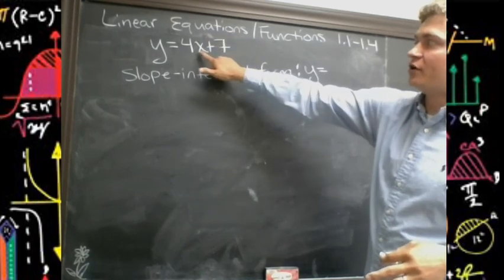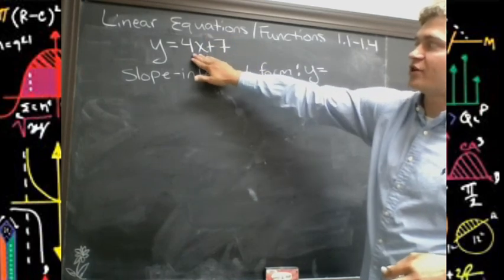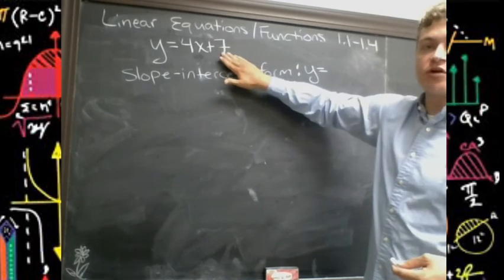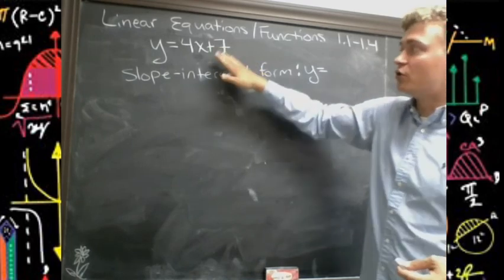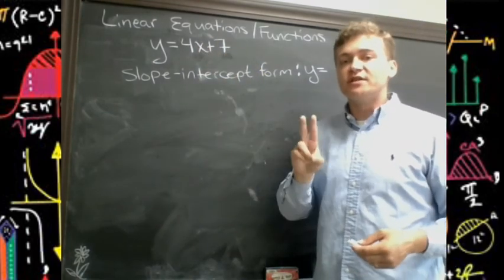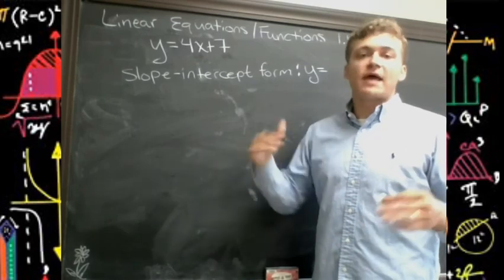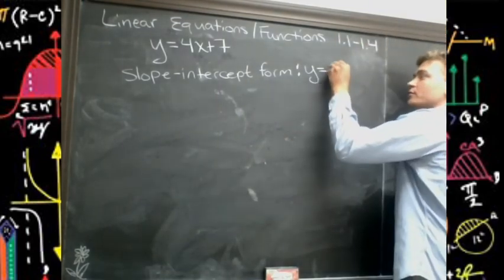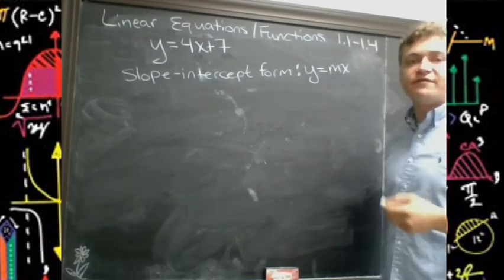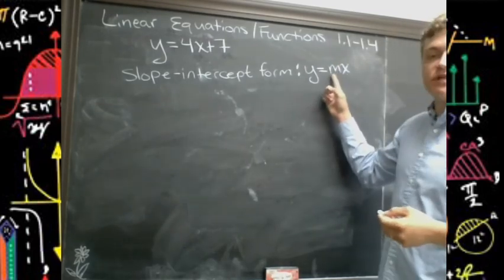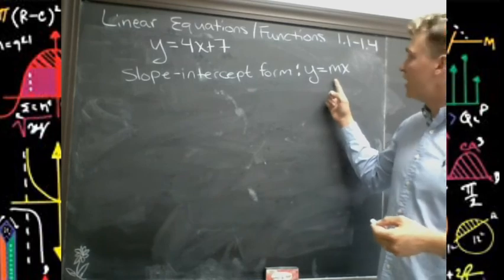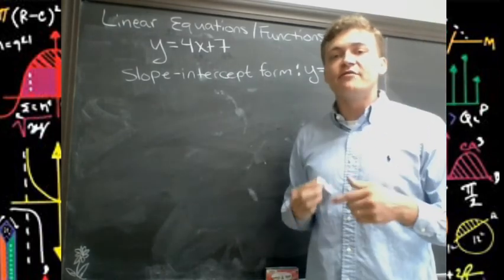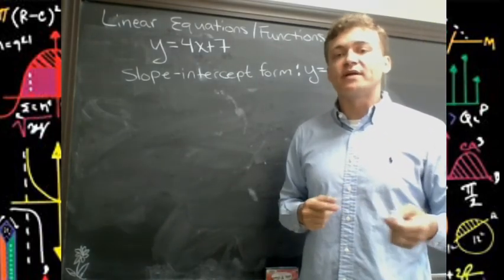Notice there's two terms, right? We have this term here, 4x, and we have this term here, which is a positive 7. So a linear equation or a linear function is only going to have two terms at most. It has a max of two terms. And in this case, the first term that includes the variable x is going to tell us what the slope is for our line. Remember, the slope is going to tell us how the variables are changing with respect to one another.